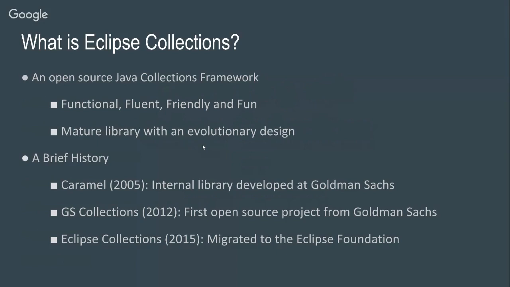It started internal to Goldman Sachs in 2005 when it was called Caramel. It was open sourced in 2012 under the name of GS Collections, and it was the first open source project from Goldman Sachs. In 2015, we migrated to the Eclipse Foundation and rebranded it to be Eclipse Collections. It has approximately 10 million lines of code. Most of it is code generated, and we add more and more features in every release.